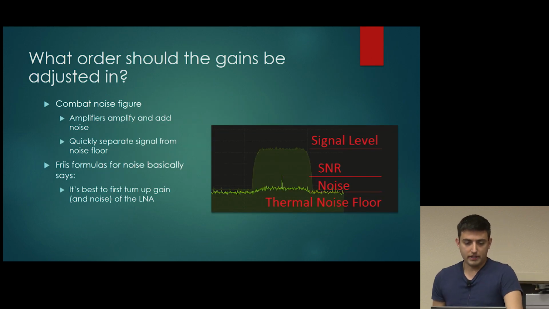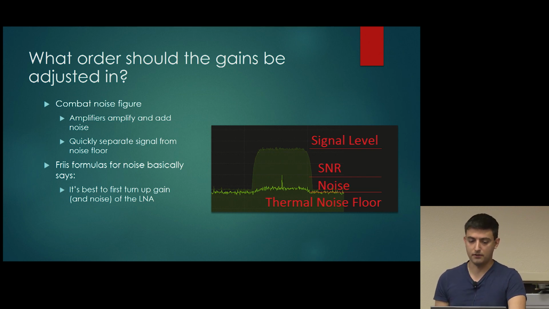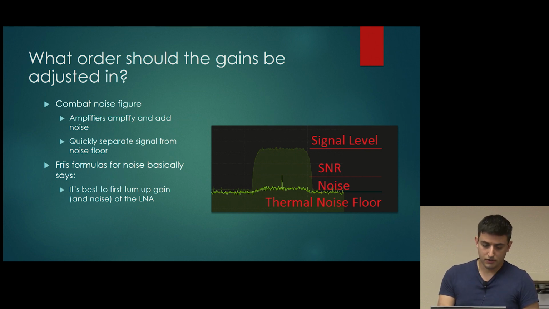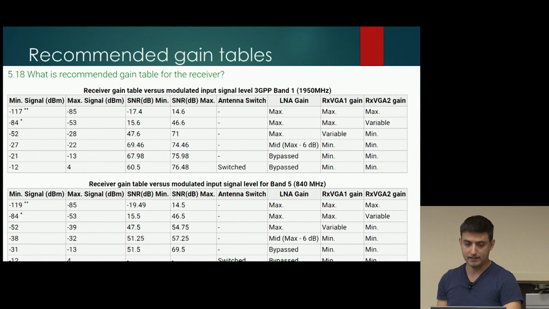So what order should the gains be adjusted in? Because there are 3 gain stages previously. We all kind of know about Friis' formula. So basically, it's best to first turn up the gain closer to the source of the incoming signal. So in this case, it's the LNA. And the whole idea behind the gain strategy is to combat an increase in the noise figure. So amplifiers, as we know, amplify both the signal and the noise. So the idea is to try to get the signal away from the noise floor as quickly as possible.